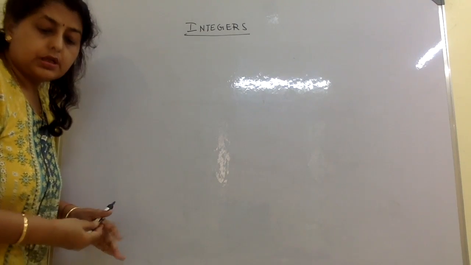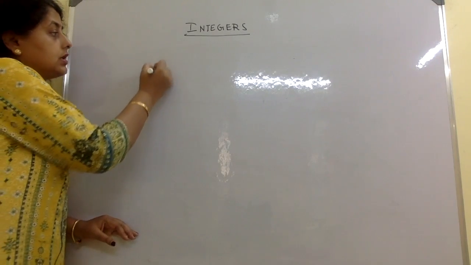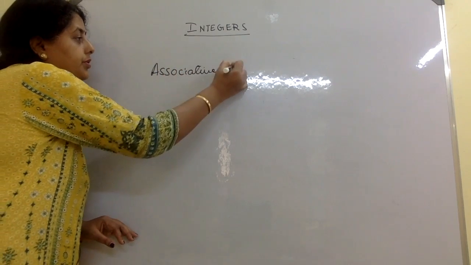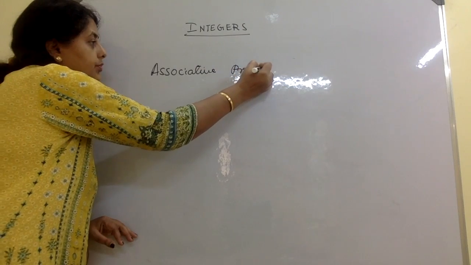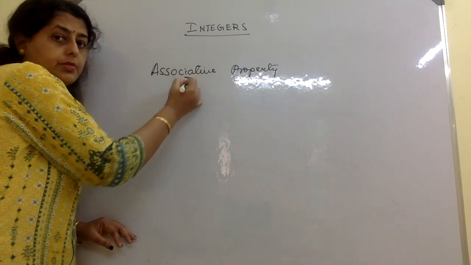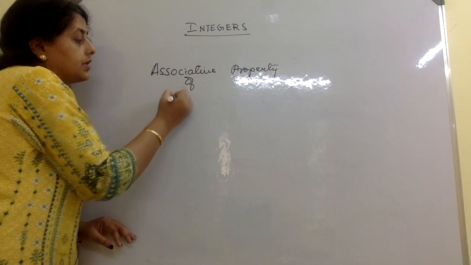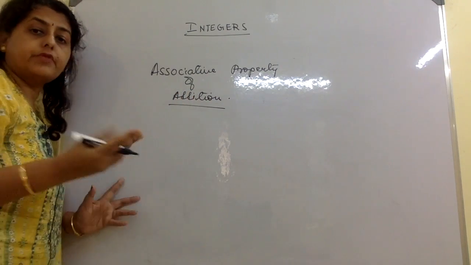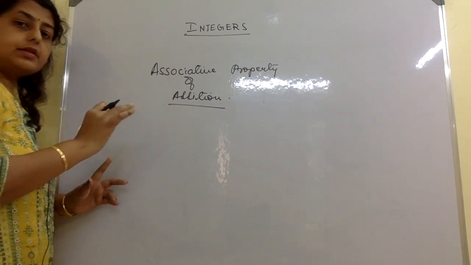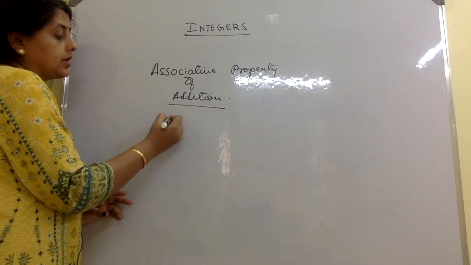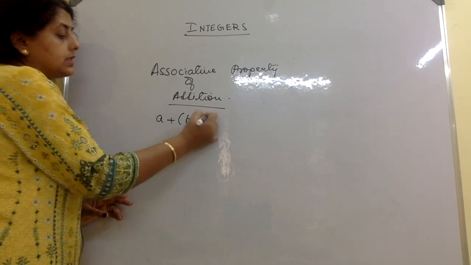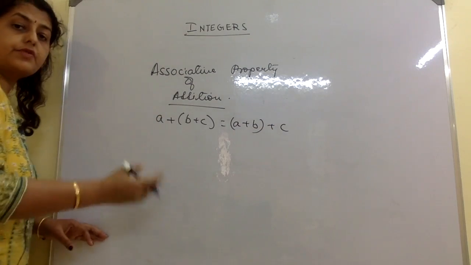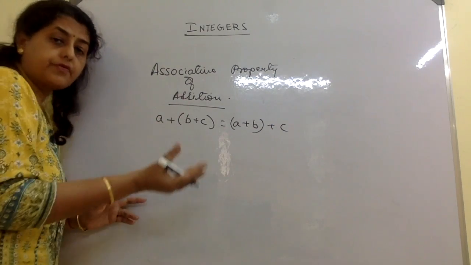Let us talk about the next property, which is the associative property. Actually, associative property of addition. Let me write "of addition." Now, what is associative property of addition of integers? Let's see. If I write it in algebraic form, it is (a + b) + c is equal to a + (b + c). Now, what is the difference you see between this? How are these two different?